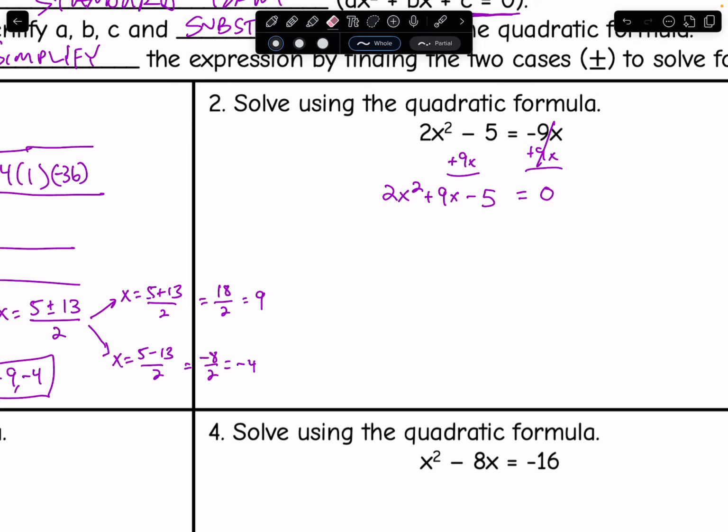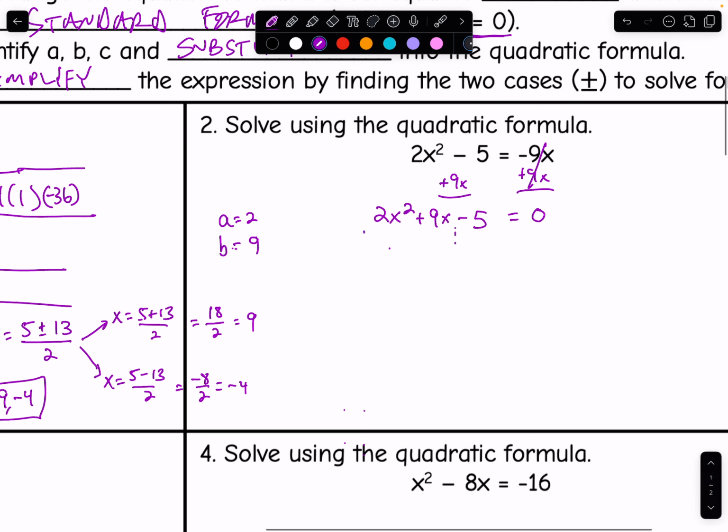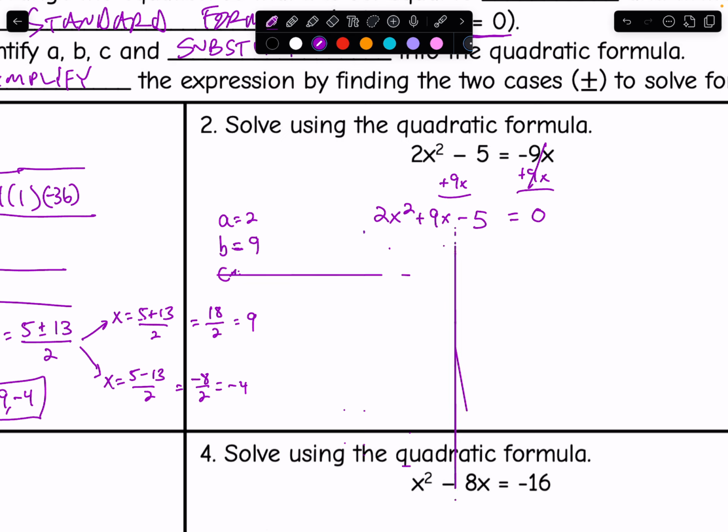So my a is 2, my b is 9, and my c equals negative 5.